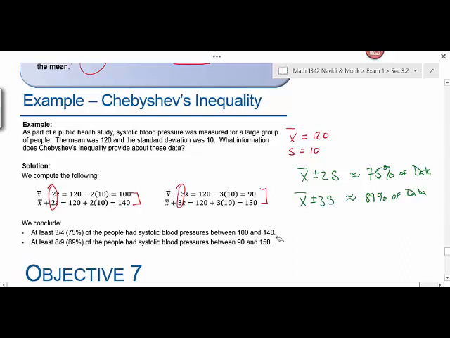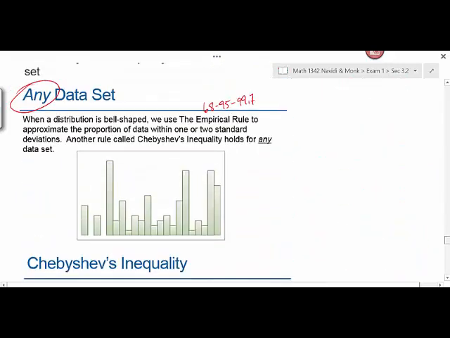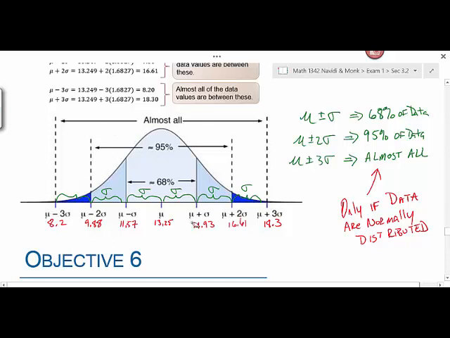Does that make sense? It's not that bad, but I think if you listen to this and if you can follow this, it helps you understand the information that you have up here with the normal distribution and the empirical rule, which is on your test.